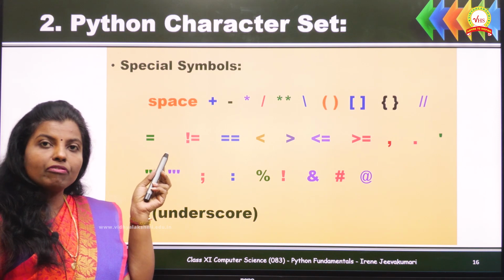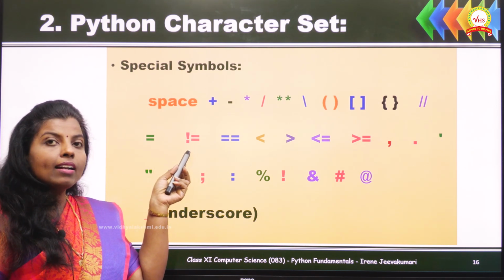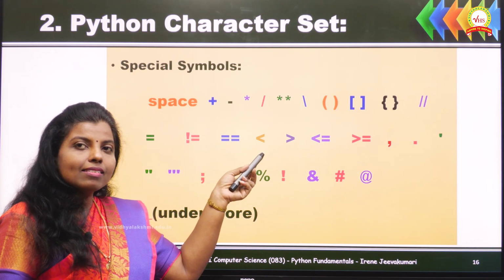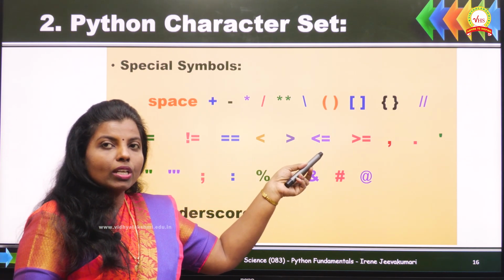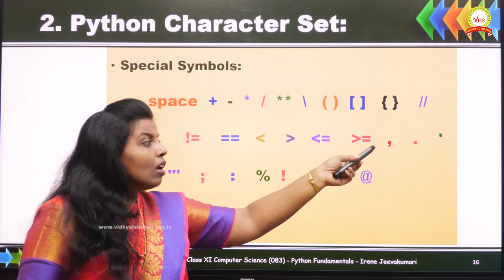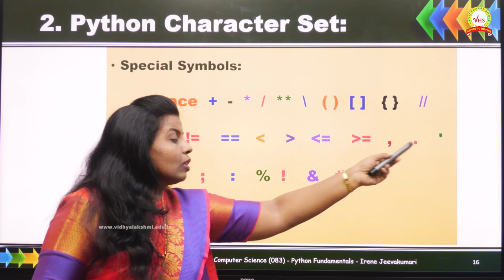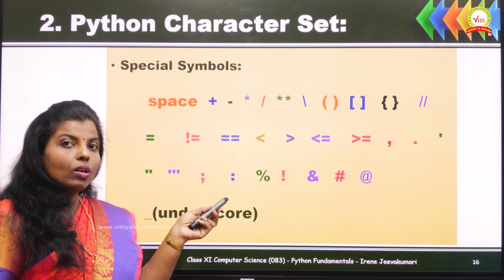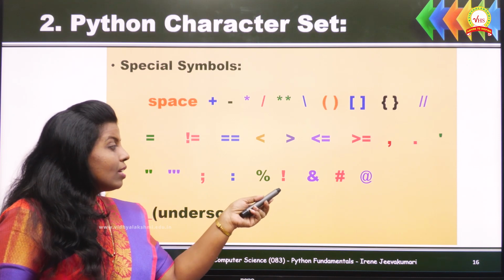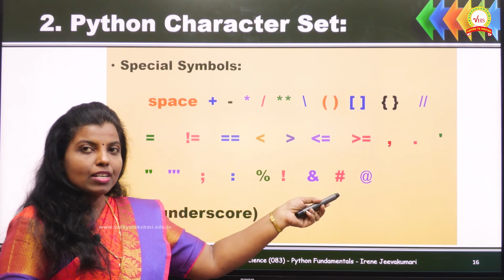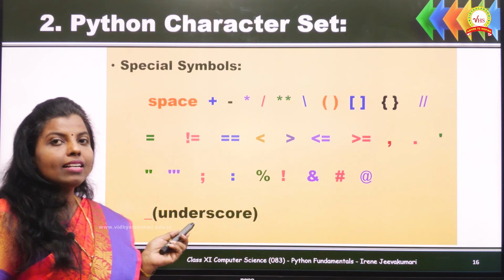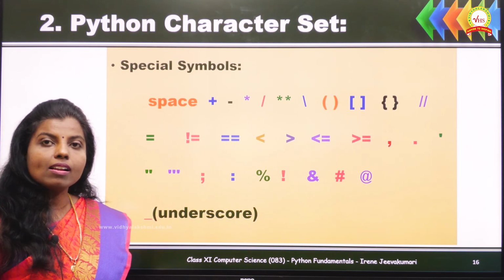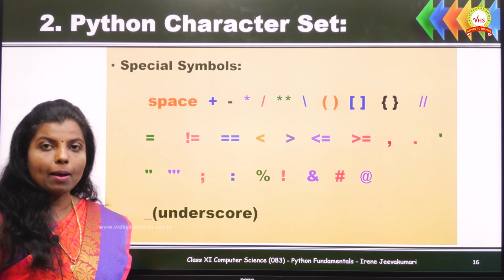This single equal to is referred as an assignment operator, and the relational operators not equal to, less than, greater than, less than or equal to, greater than or equal to, comma, dot, single quote, double quote, triple quote, semicolon, colon, modulus operator, not symbol, and symbol, hash symbol, at symbol, and underscore. These are the special characters accepted or recognized by Python programming.